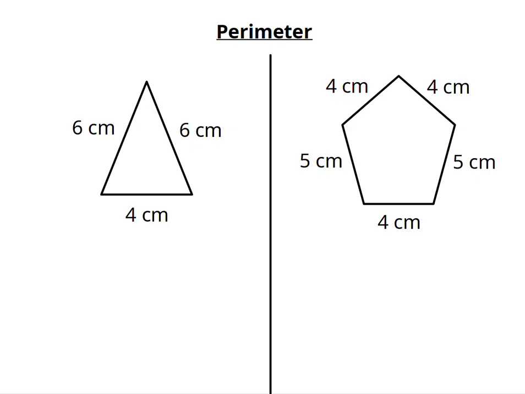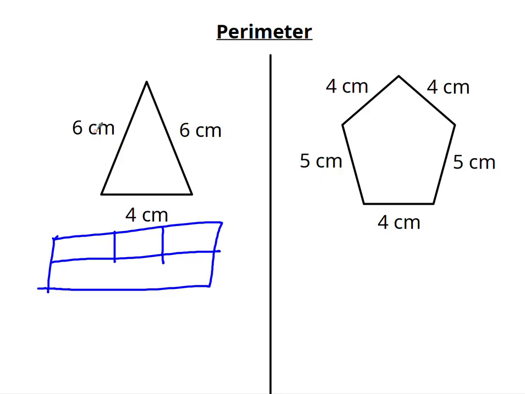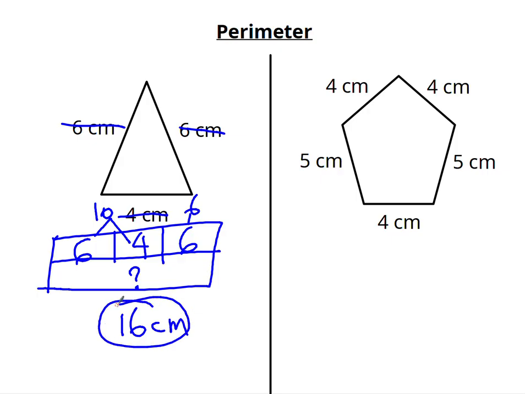On your first example right here, here's a triangle. There are 3 sides on a triangle. So we will draw a strip diagram with 3 sides. And we're going to fill in every side that we know: 6, 4, and 6. We need to find the total. 6 plus 4 equals 10, and 10 plus 6 equals 16. Your final answer should be 16 centimeters.